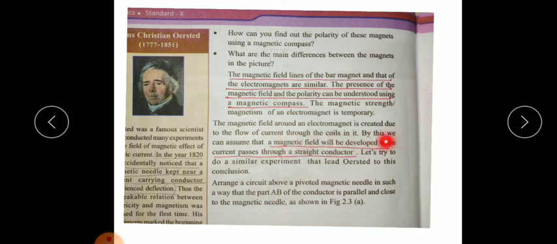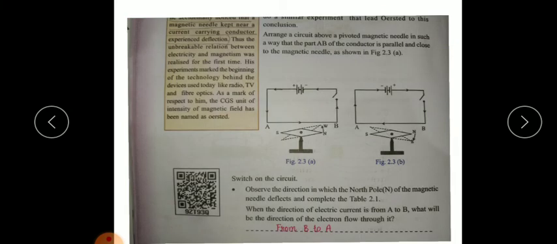By this we can assume that a magnetic field will be developed when current passes through a straight conductor. After that, let us try to do the similar experiment that led Oersted to this conclusion. So we already explained that. Here one question is given.